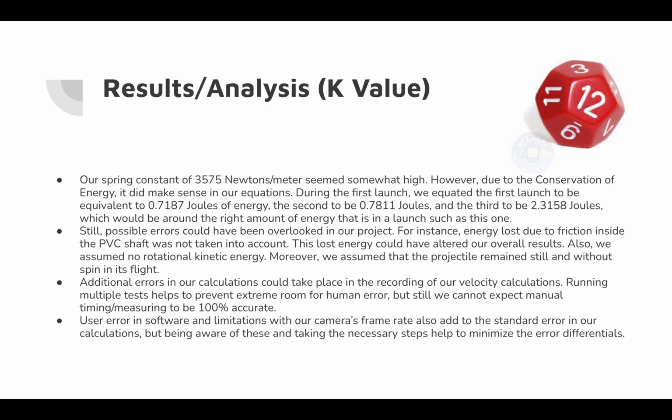Additional errors in our calculations could take place in the recording of our velocity calculations. Multiple tests help prevent extreme room for human error, but we cannot expect manual timing and measuring to be 100% accurate. User error in software and limitation with our camera's frame rate also add to the standard error in our calculations. However, being aware of these and taking the necessary steps helps to minimize the error differentials.